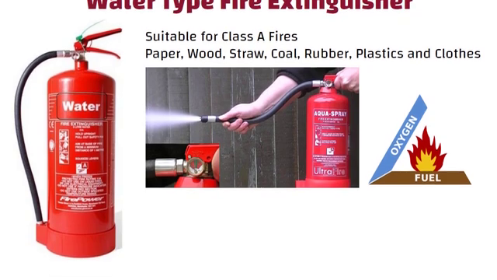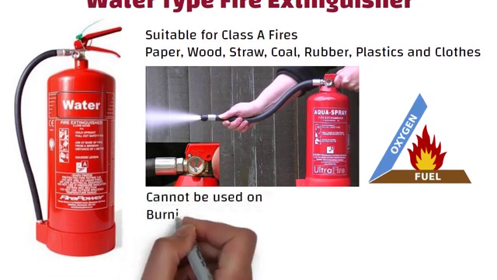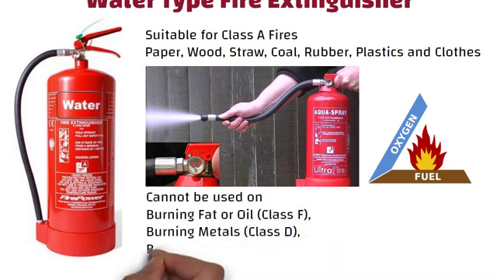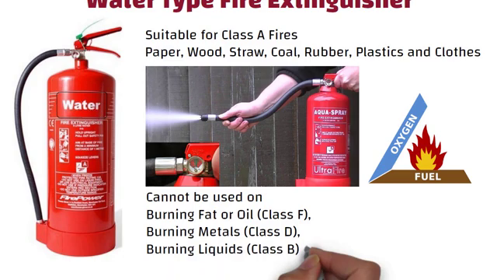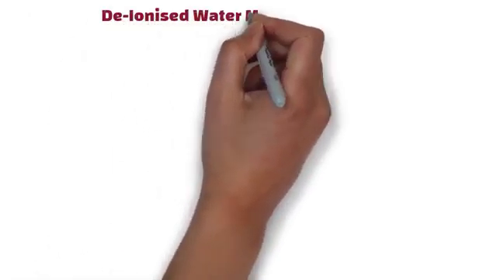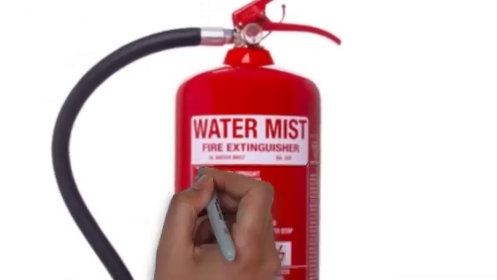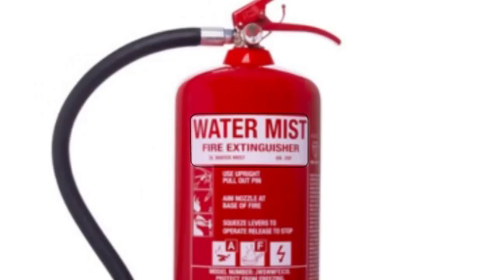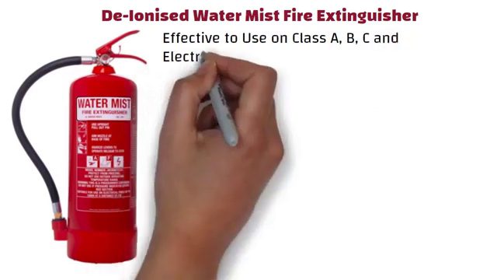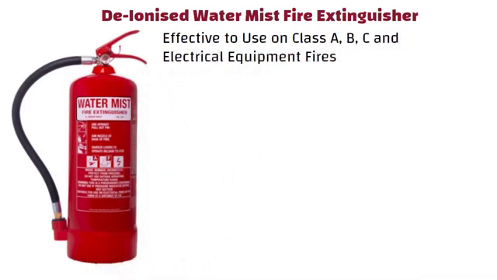A drawback is that they cannot be used on burning fat or oil, that is class F, burning metals, that is class D, burning liquids, that is class B, or electrical appliance fires. Under water type, there is one more type of fire extinguisher, and it is called as deionized water mist. It is denoted by white color. They are safe and effective to use on class A, B, C, and electrical equipment fires.